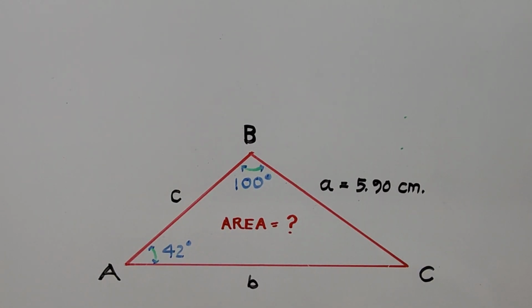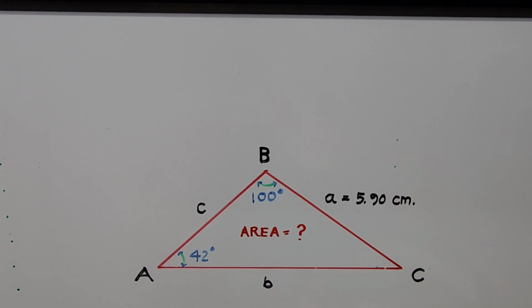Hello everyone, we have here a nice geometry problem. We have a triangle ABC with one side given and two internal angles given, and we are required to calculate the area of the triangle.